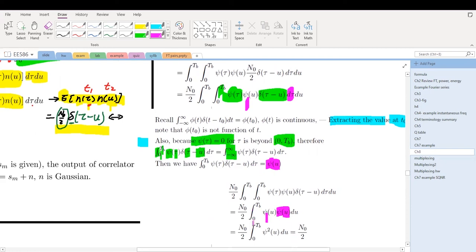So therefore, from here to here, I wrote this integral here using the property of the delta function. The integral becomes the integral from 0 to Tb of psi tau squared. Psi tau is a base function. This is the energy in the base function, which equals 1. So this equals N naught divided by 2.